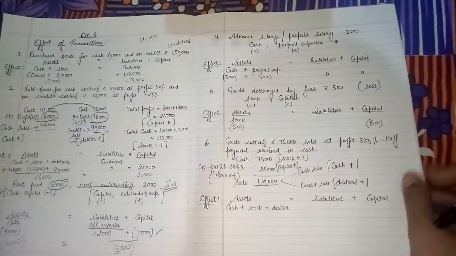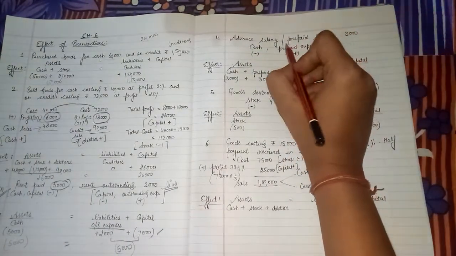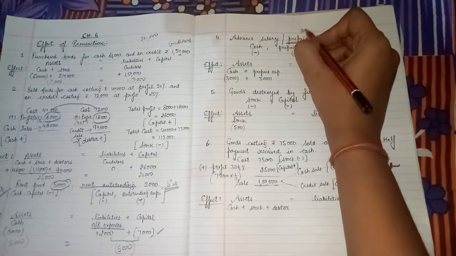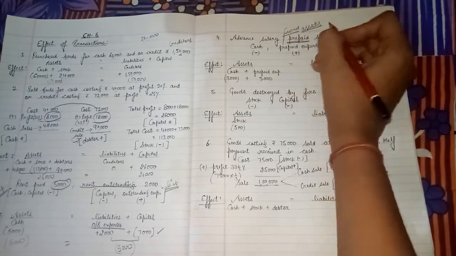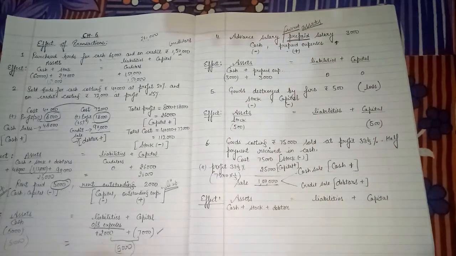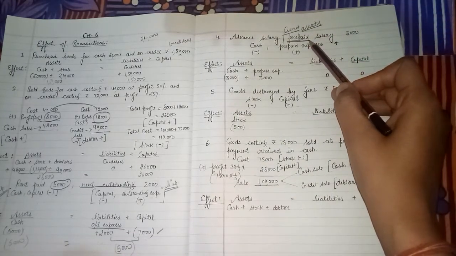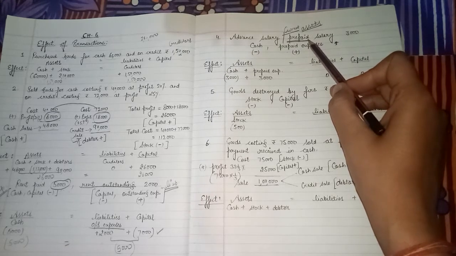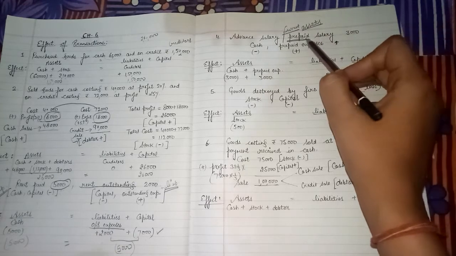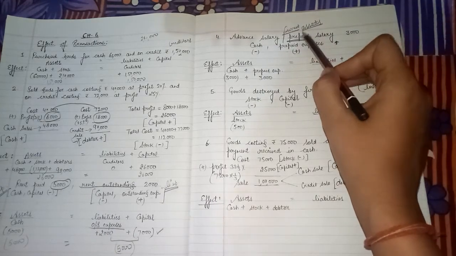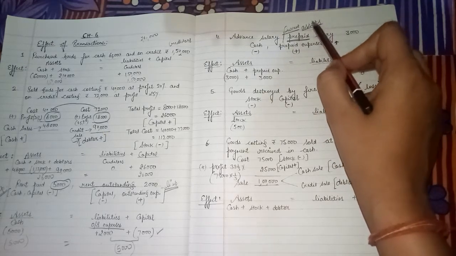Clear? See next. Advance salary, or we can say prepaid salary. All prepaid expenses are our assets, current assets, because we have paid in advance and we will take these expenses benefit in future. So these are our current assets. Clear? All prepaid expenses are our current assets, so we have to make an account for these current assets.